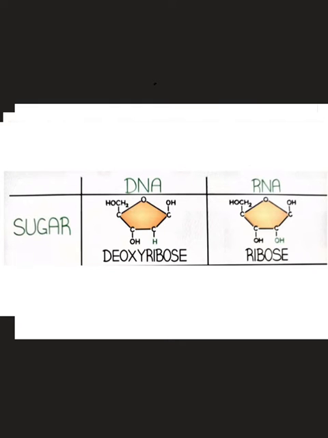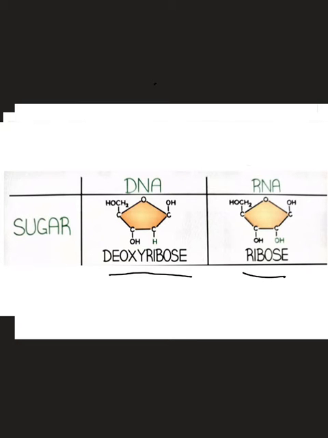Now, on comparing the structure, we can say that DNA consists of two strands arranged in a double helix, whereas RNA has only one strand and it is shorter than the DNA. The sugar in DNA is deoxyribose, which contains one less hydroxyl group than RNA's ribose.